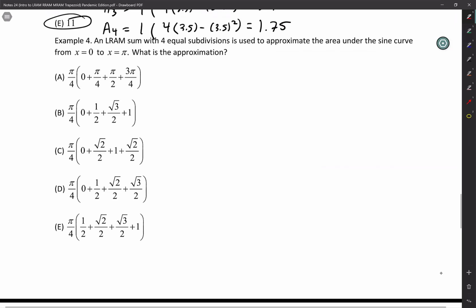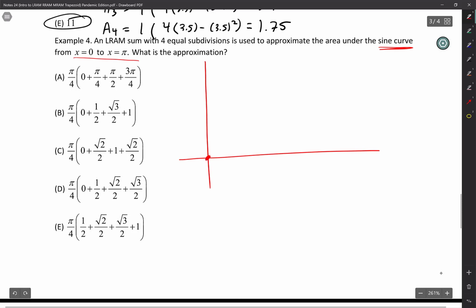All right, let's see. An LRAM sum with 4 equal subdivisions is used to approximate the area under the sine curve from 0 to pi. So you got to know a little bit of pre-cal, not even extreme, guys. What is the approximation? Let's find it. So I'm gonna draw my sketch. Hopefully you remember that sine of 0 is 0 and sine of pi is 0. So here's my sine curve, exaggerated. It's supposed to be symmetric. The highest point should be at pi over 2.